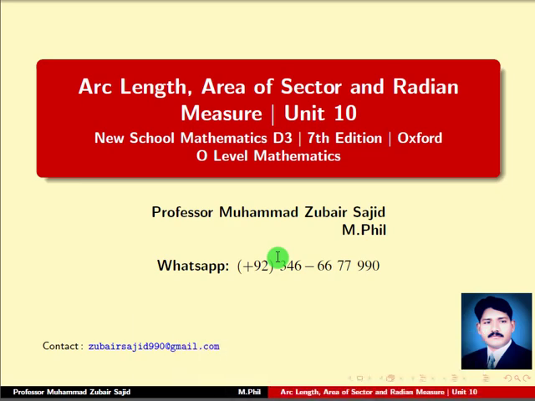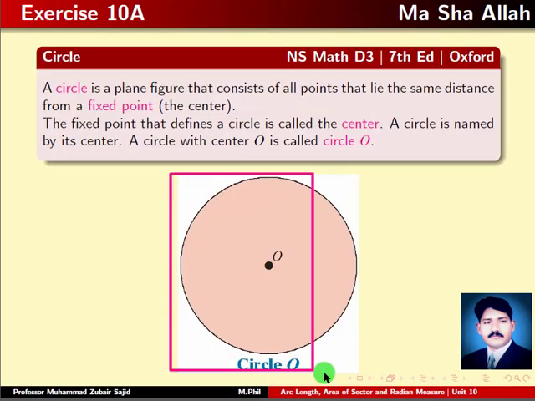Today we are going to discuss some terms related to circle which will help us to solve the exercise 10A of New School Mathematics D3 7th edition, Oxford, unit number 10, whose title is Arc Length, Area of Sector and Radian Measure. Look at this figure.